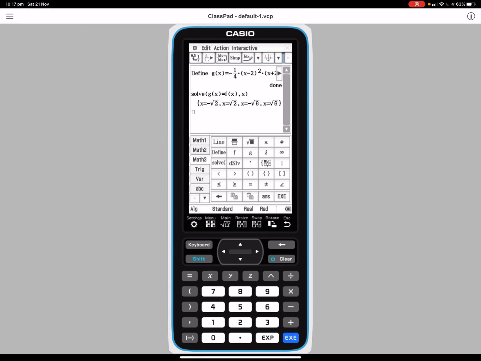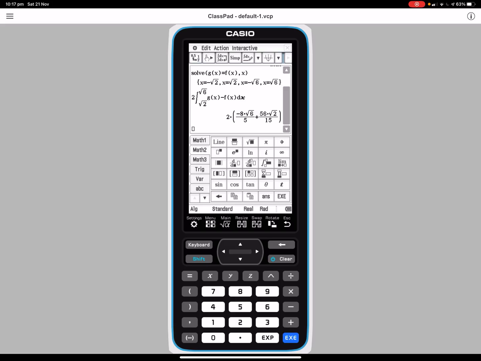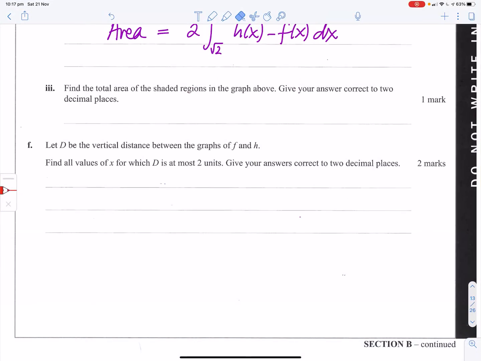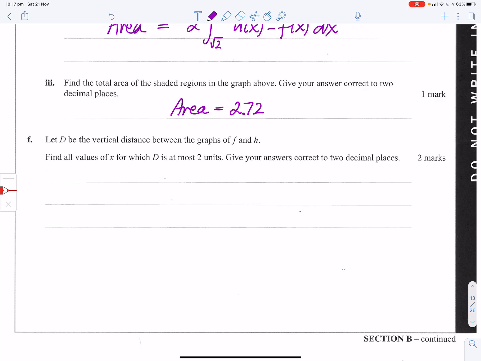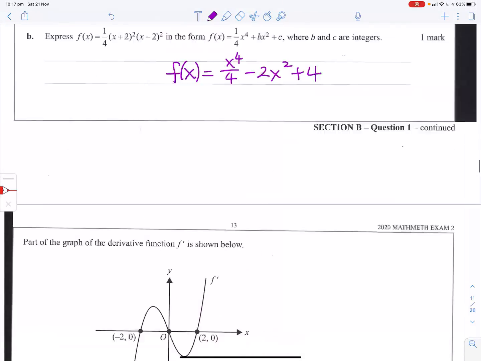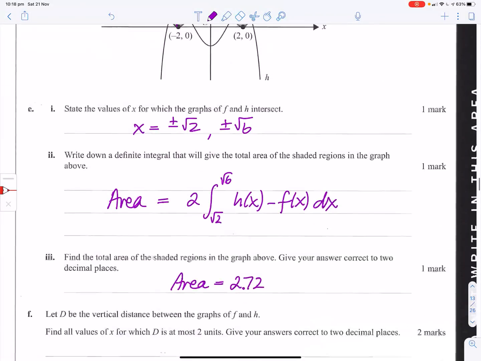So we can say the integral from root 2 to root 6 of our higher graph minus our lower graph, multiply it by 2, but I think we wanted it to a number of decimal places, 2.721. 2.72. Do we know what the units are? Let's just say units squared.